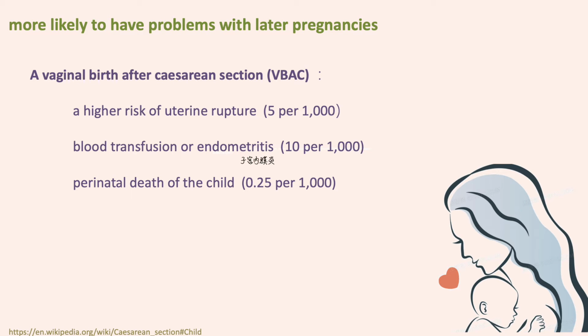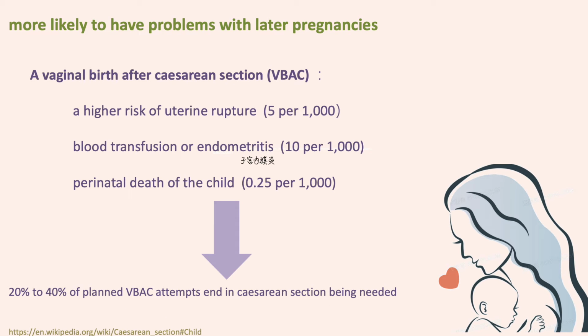VBAC has a higher risk of uterine rupture, which is 5 per 1,000, blood transfusion or endometritis, which is 10 per 1,000, and perinatal death of the child, which is 0.25 per 1,000. And here's an interesting thing that happened. It is really surprising that those mothers change their minds. 20% to 40% of planned VBAC attempts end in cesarean section being needed. Those mothers were forced to take a C-section because of the risks.